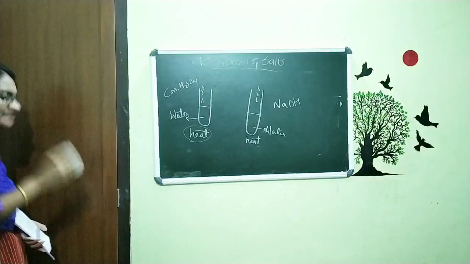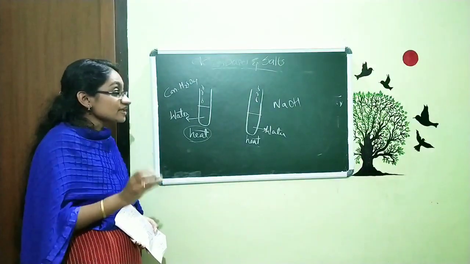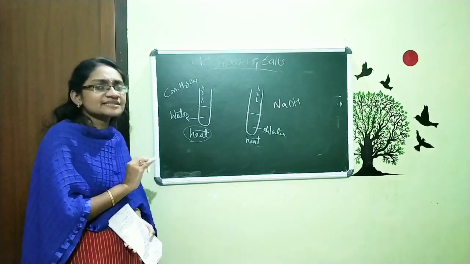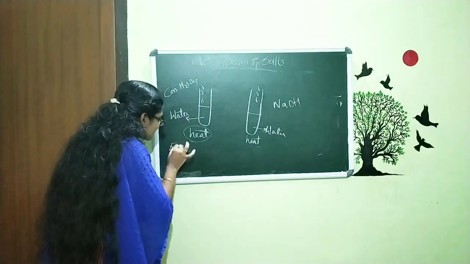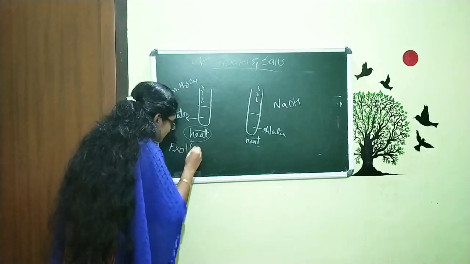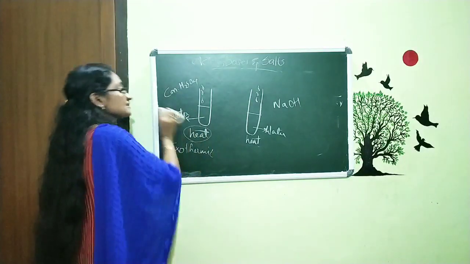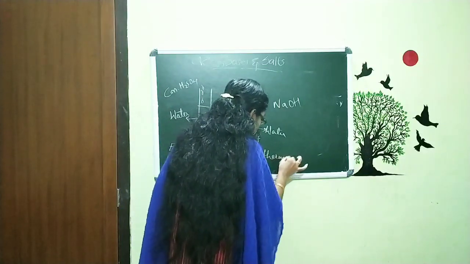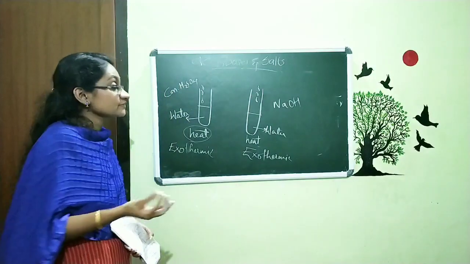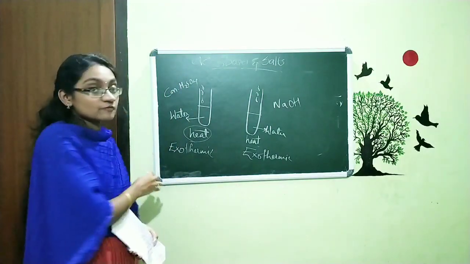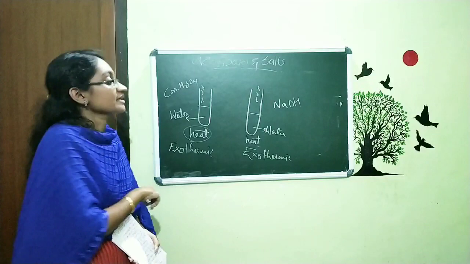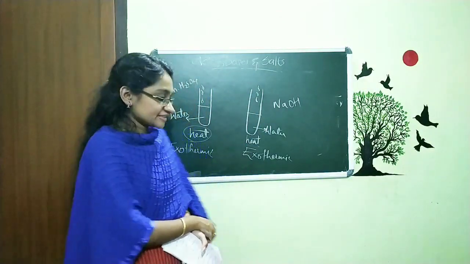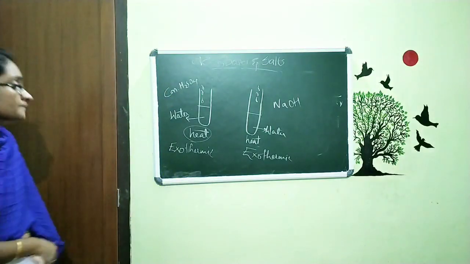So here you just want to remember, when the water and acid react, heat is produced, and we call it an exothermic reaction. This is an exothermic reaction, and this is also another exothermic reaction. When the acid reacts with water, it is exothermic. And when the base reacts with water, it is also an exothermic reaction. So just put it in your mind.